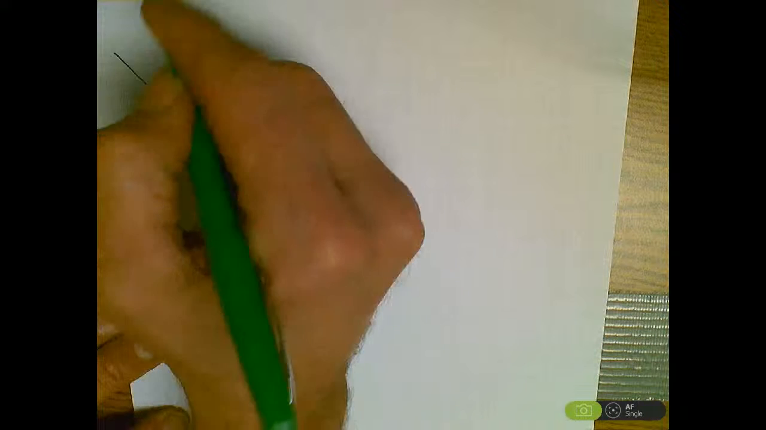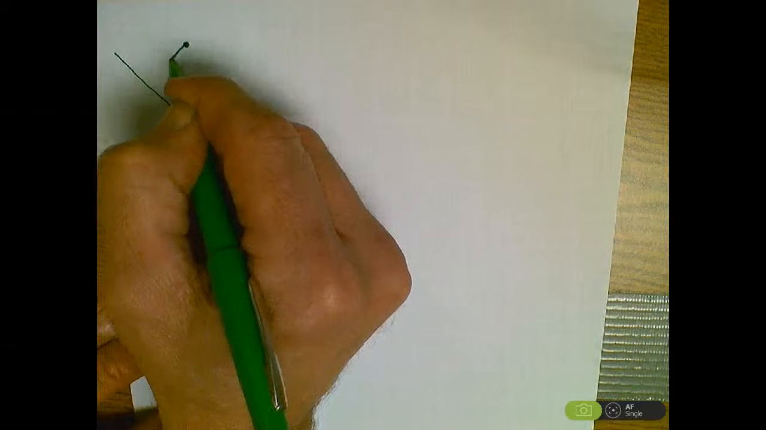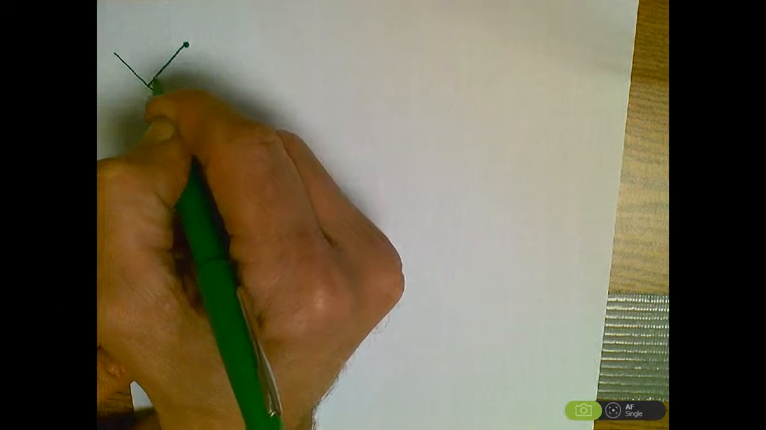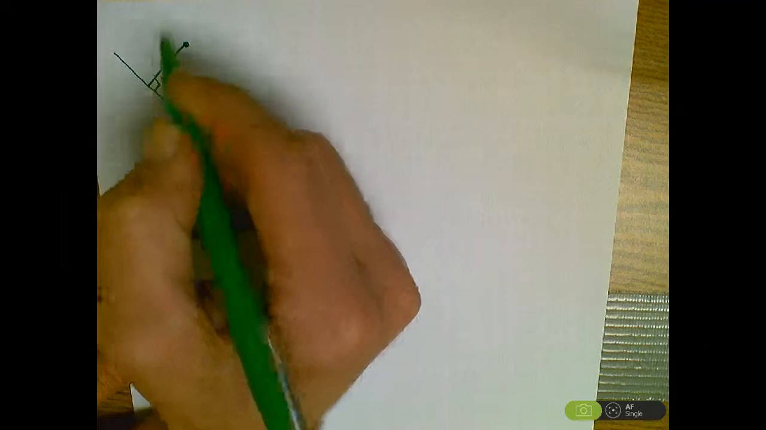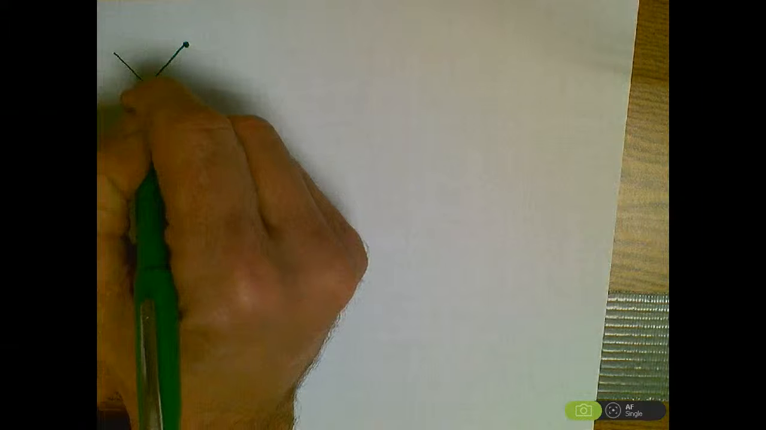Okay, to find the distance between a point and a line, we want to understand the rough idea here. We have a line and we have a point. The definition of the distance between a point and a line is the length of a perpendicular line segment whose endpoints lie on the point and on the line.